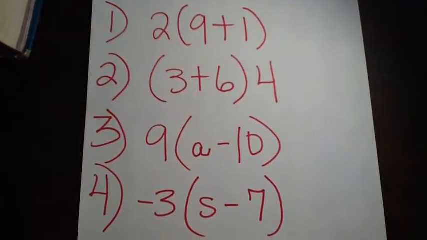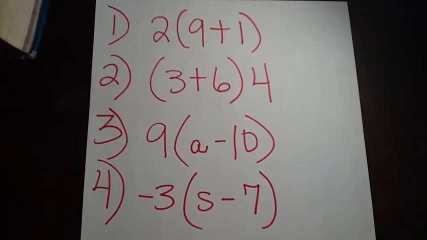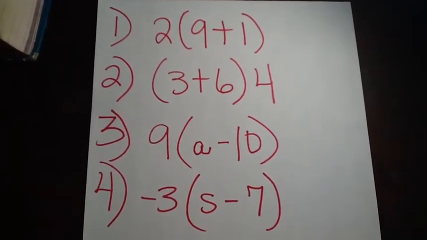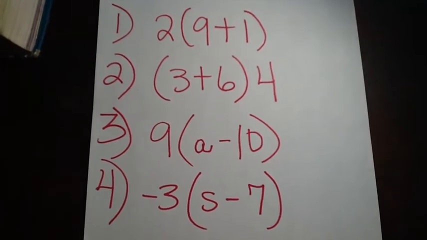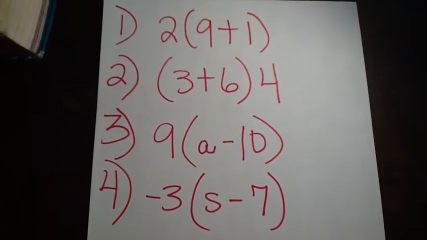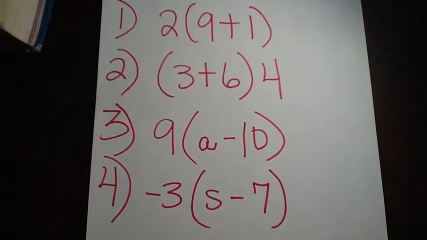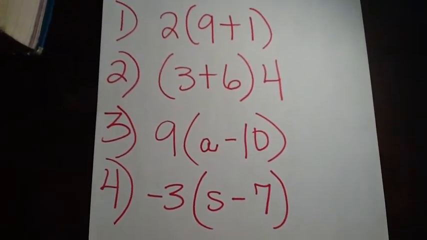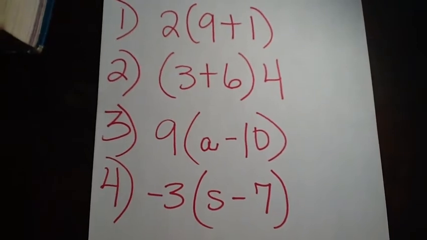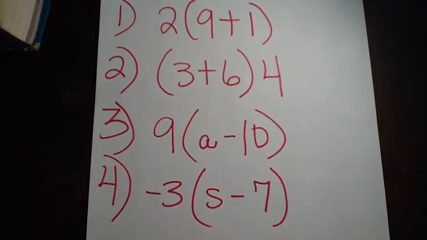Alright, you have 4 problems to do tonight. See if you can go ahead and solve them. The first one is 2 times 9 plus 1. The second one is 3 plus 6 times 4. The third one is 9 times a minus 10. And the fourth one is negative 3 times s minus 7.